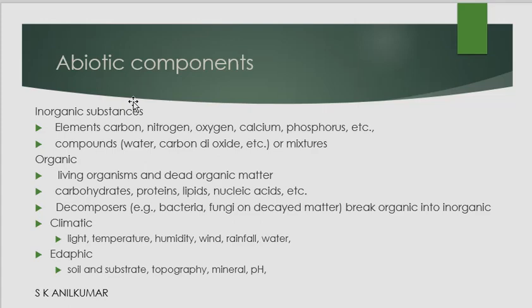Organic abiotic component. What is that? Organic is what we get from the living organisms and the dead. The dead and living plants and animals give the organic substances. Inorganic substances are coming from nature. Carbon, nitrogen, water, carbon dioxide, it is nature. The elements and compounds in the soil or the lithosphere. The organic components of the abiotic are what the dead and living plants and animals give.